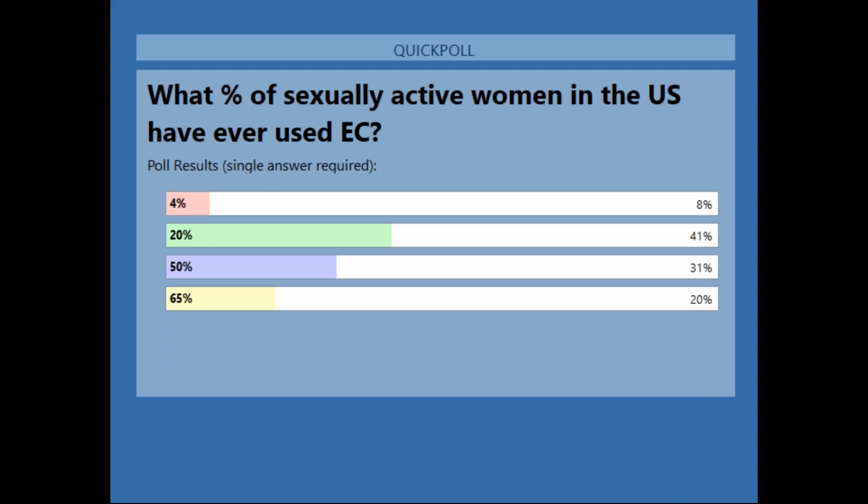According to the most recent National Survey of Family Growth, the answer is 20%, and that's been correctly identified by most of you in the audience. Some of you overestimated a little bit, and some of you underestimated it with 4%. 4% was the percent in 2002, so we have made some significant progress, but the number is still rather low considering in the United States that half of all of our pregnancies are unintended.